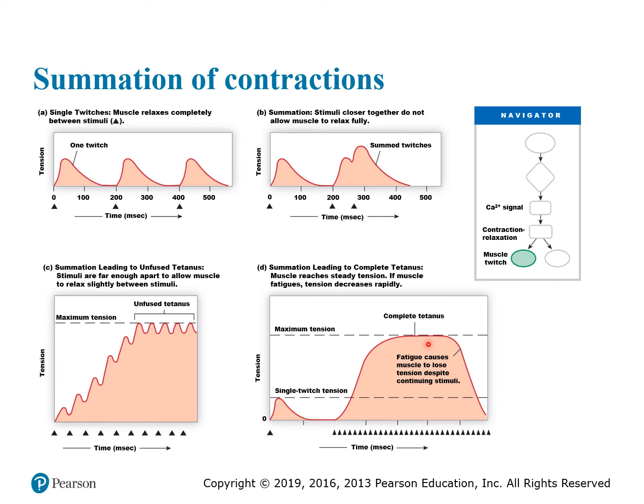Now, if the muscle fatigues, then tension is going to start decreasing rapidly. As you can see, eventually your muscle is going to fatigue and it's going to lose its tension pretty fast, despite the continuing stimuli. So despite the continuing stimuli, once your muscle is tired, that's it. Its tension is going to drop.